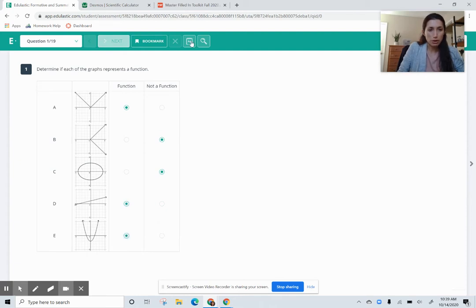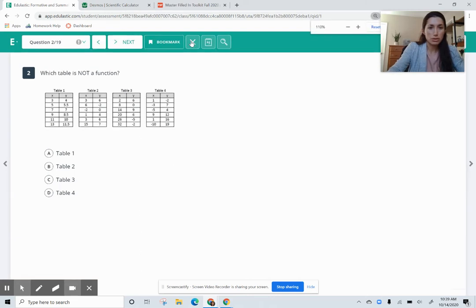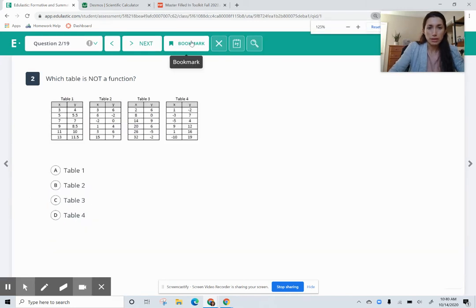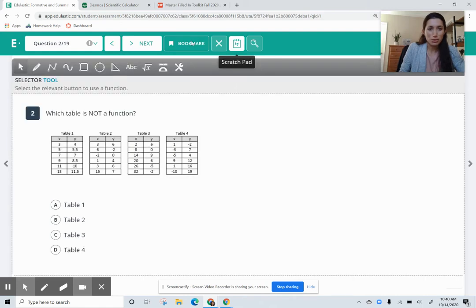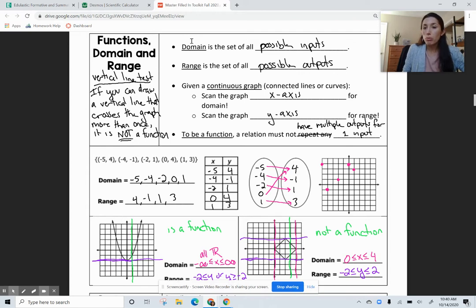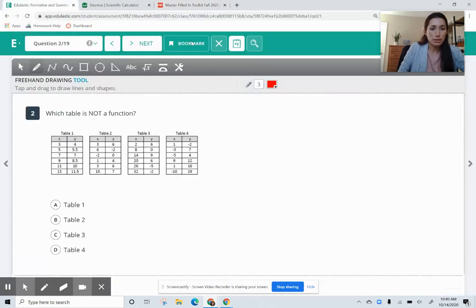All right, on to our next question. Let's see if I can zoom in just a little bit. Now what we want to know is which of these tables is not a function. I want to open up my scratch pad so I can show you some of the points here. We remember that to be a function, a relation must not have multiple outputs for one input. Okay, so let's go back to our test.